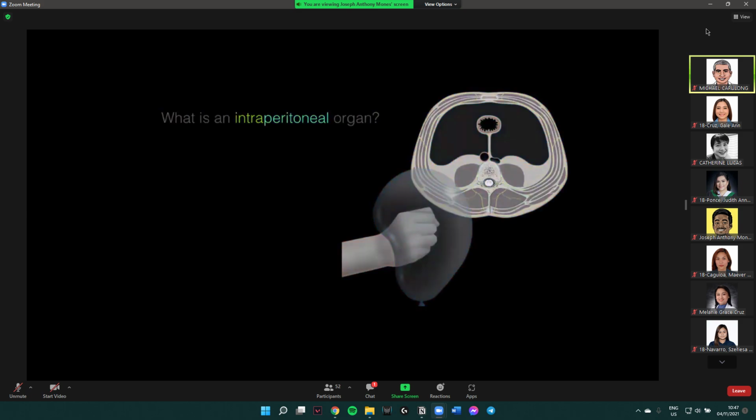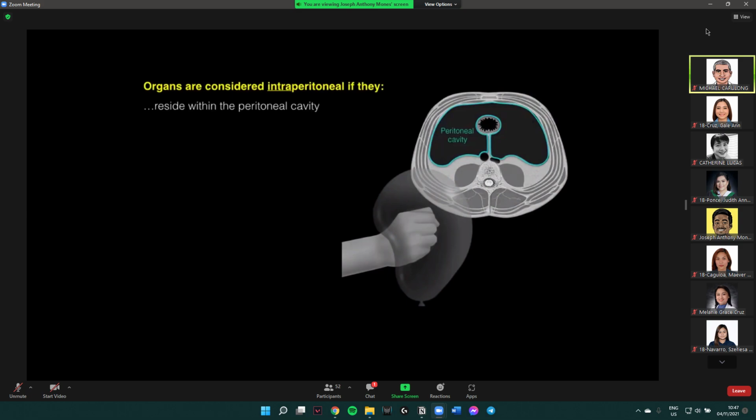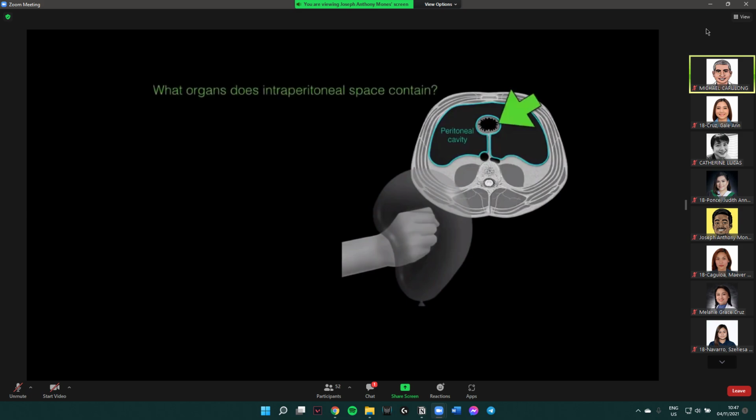All right, now what is an intraperitoneal organ? Well, the word intra means inside and peritoneal means peritoneum. So we take a look at the peritoneal cavity and bam, there's an organ inside the peritoneal cavity. And organs are considered intraperitoneal if they reside within the peritoneal cavity, check, and are suspended by mesentery, check. So those are the two factors that determine if an organ is intraperitoneal or not.